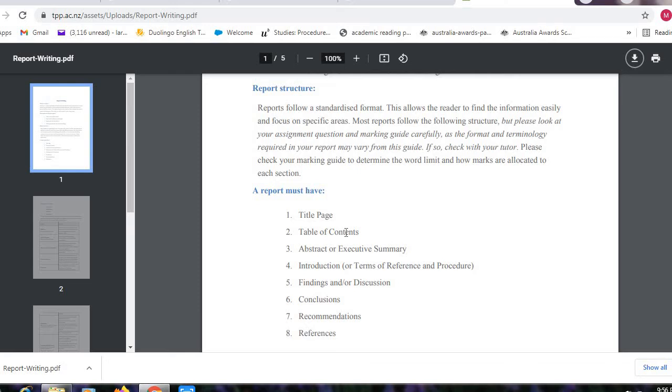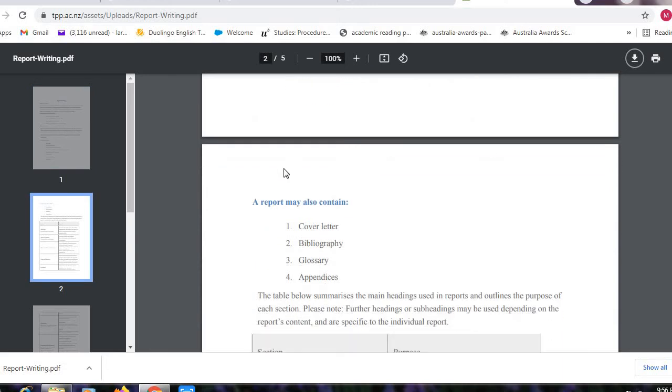And then fourth, the introduction or terms of reference and procedure. For example, what this report is and what you want to say to the audience, and then findings, discussions, conclusion, recommendations and references as well. We can simply say it's a type of mini research, and we can also say it's a type of mini research proposal, which is known as report writing. A report may also contain a cover letter, bibliography, glossary and appendices.